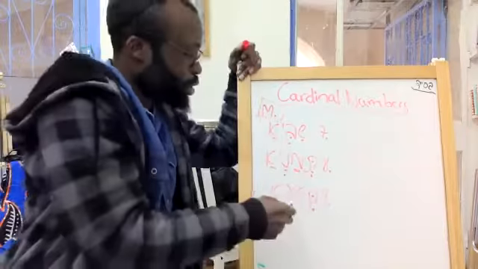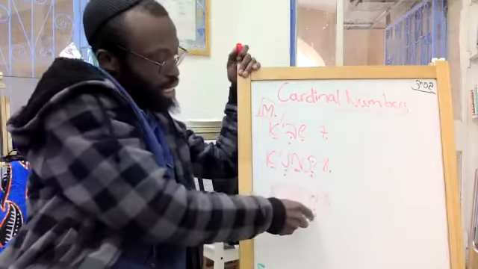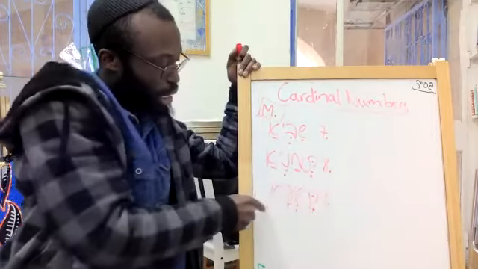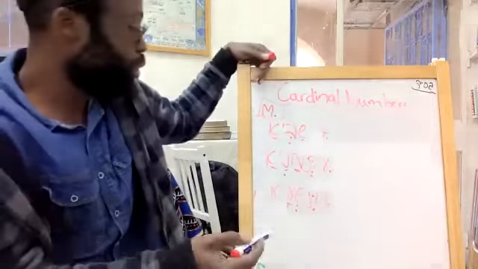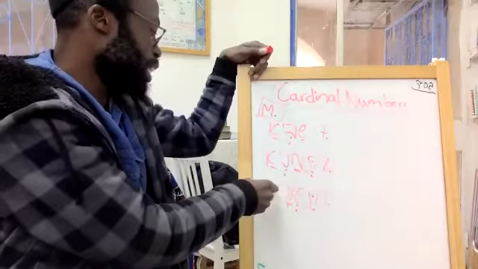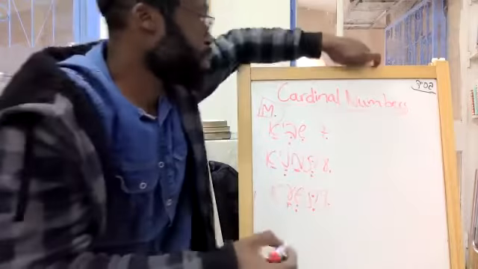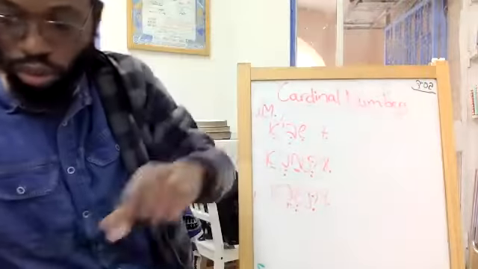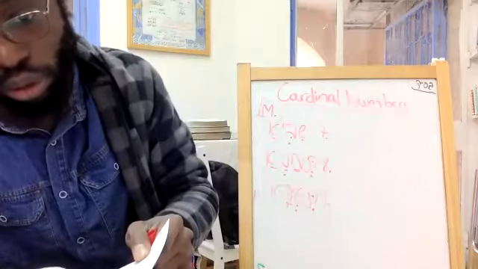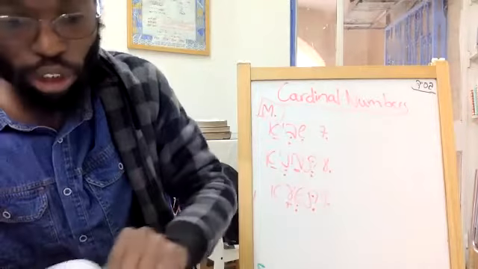So 9 is Tisha, which is exactly the same in Hebrew. Just in Hebrew, this would be a hey at the end. So that's from 1 to 10.